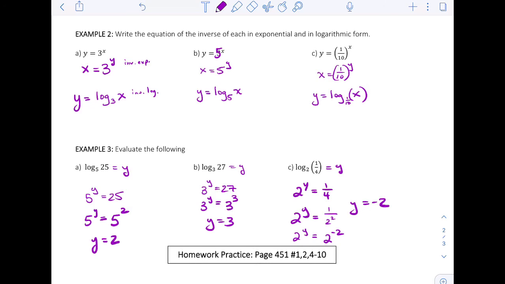There's a few down here at the bottom. 1, 2, and 4 to 10 on page 451. Give it a shot, and if you have any questions, let me know.